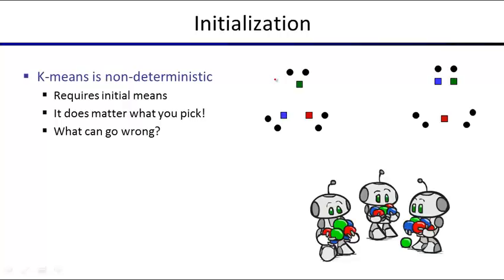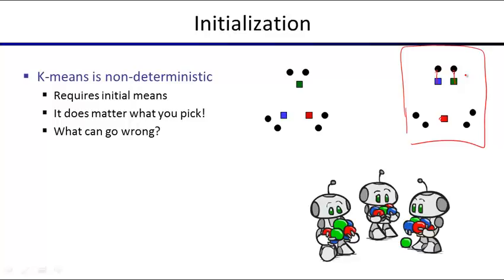So here's an example of what could go wrong. If you initialize this particular way over here, you'll get stuck there. That's your local optimum. From there, you can't do any better. If you reassign the cluster centers, red will stay put, blue will move over there, green will move over there. Then we recompute the assignments. The points will stay assigned to whatever they're assigned to now, and you're stuck in a local optimum.